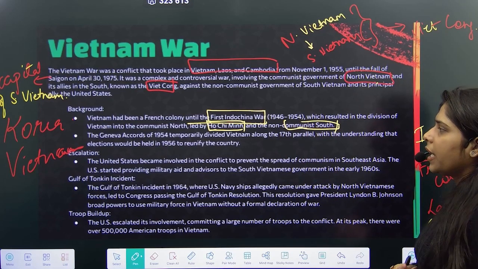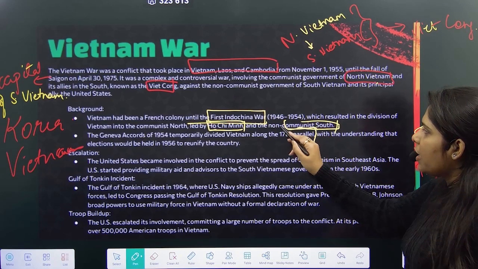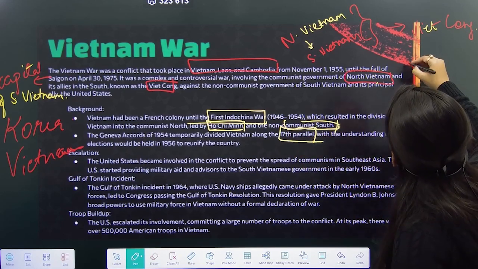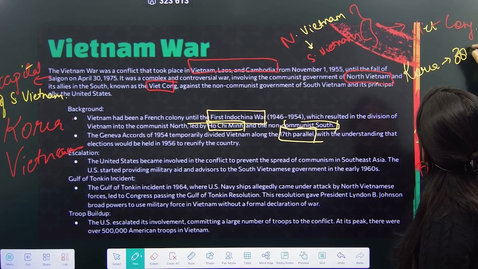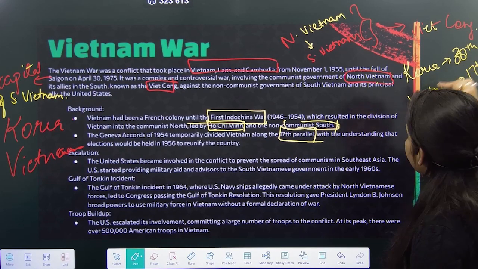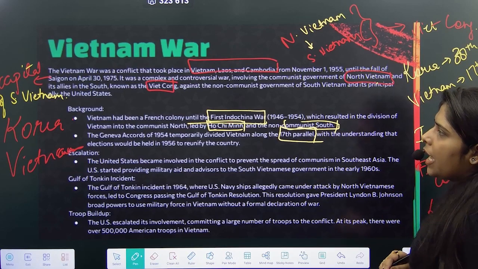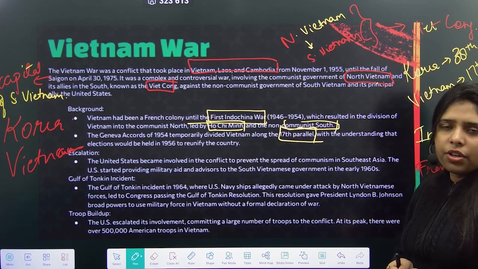The Geneva Accords were signed in 1954. It divided Vietnam along the 17th parallel. Please remember, yesterday I told you, Korea, 38th parallel. Vietnam, 17th parallel. Okay? With the understanding that elections would be held in 1956 to unify the country.